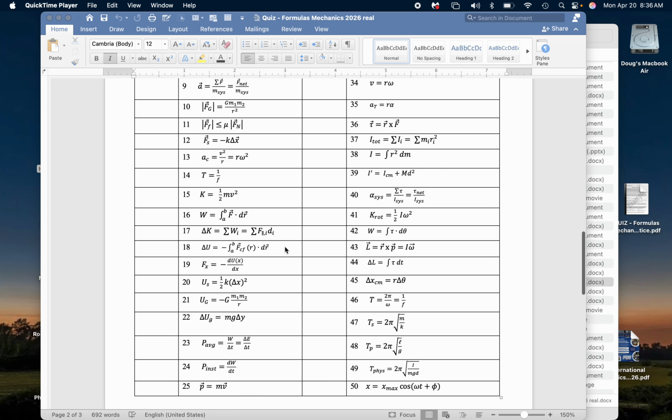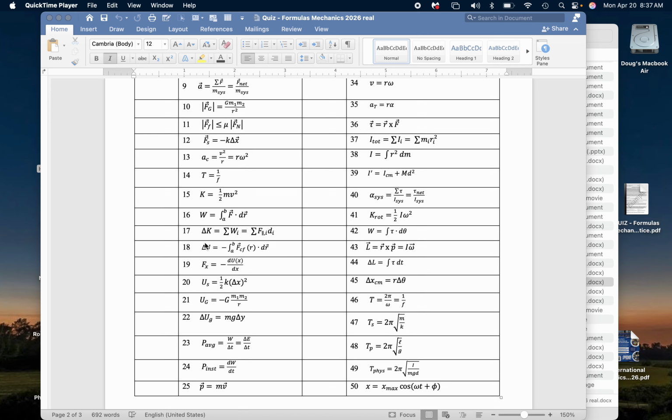18 is weird. I probably won't ask this, which is interesting, but it essentially says the change in potential energy is equal to the area of a force versus basically position graph. So it's a negative of that. And I think I can look at formula 19 better. I, for the life of me, could not figure out what CF means on that. That means it's a conservative force, so it can't be friction. Friction means mechanical energy is lost. So that's a little weird.